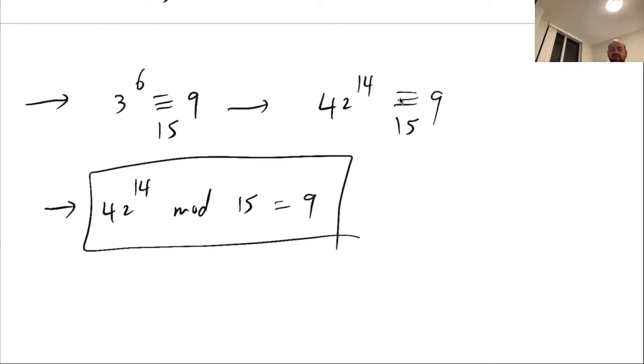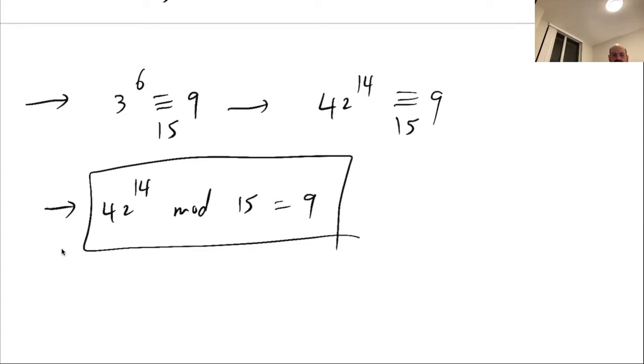So we're able to calculate the remainder of 42 to power 14 when divided by 15 without a calculator, of course. 42 to power 14 is a big number. But without a calculator, we could find the remainder when divided by 15, just using the properties of congruence, that we can raise both sides to some power, for example, right? And of course, you can use your calculator or a software to verify that this is actually the remainder. All right.